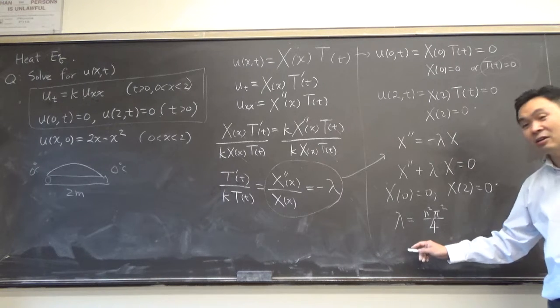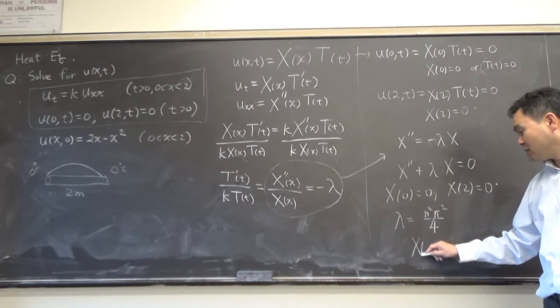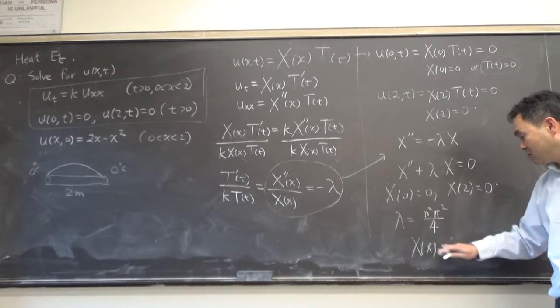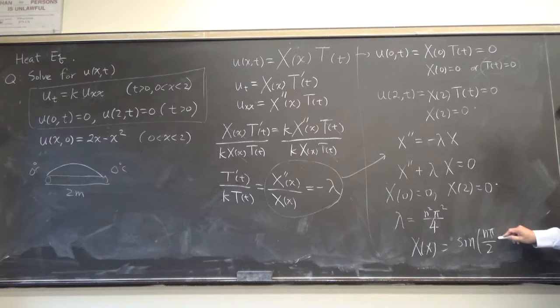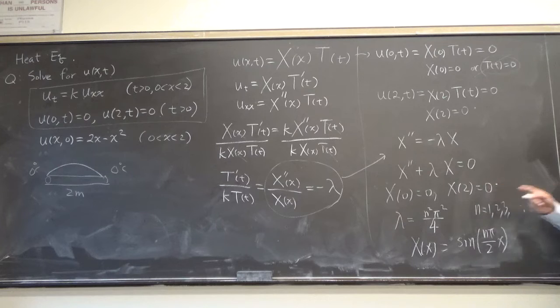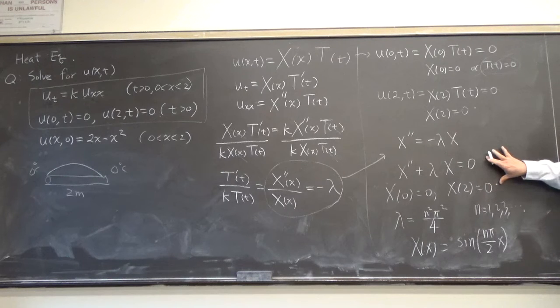And then the eigenfunctions were X of x equal to sine of n pi over 2 x, right? Okay, with n from 1, 2, 3, and so on. In other words, what you have here is the Sturm-Liouville problem. That's why we solved that equation. I actually solved this yesterday.